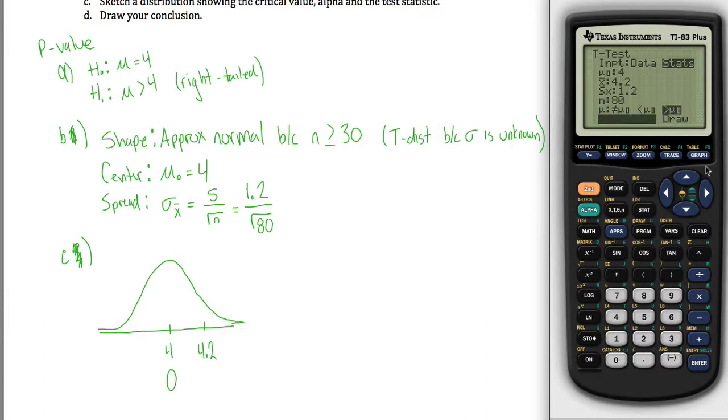And now you can either go to calculate or draw. Either way will give you all the information you need. Maybe I'll do draw. See what happens. What it does if I do draw is it draws this little picture for me. Eventually, it does it very slowly for some reason. But there we go. Now it's shading in this region above 4.2. What it says is the test statistic corresponding with this 4.2 is 1.49.